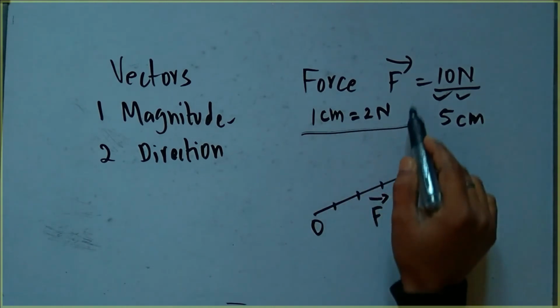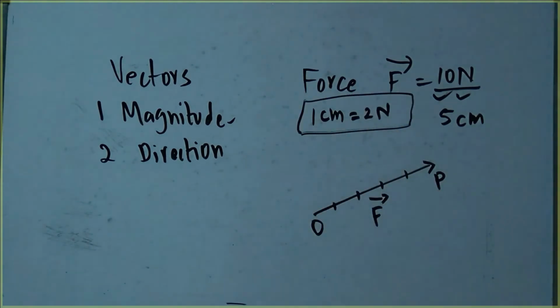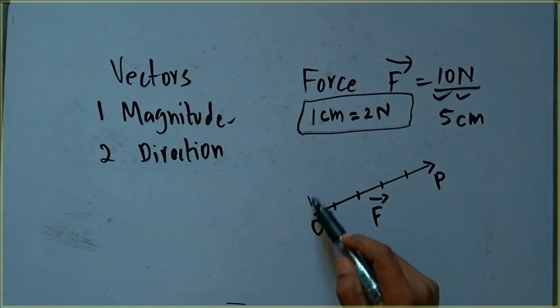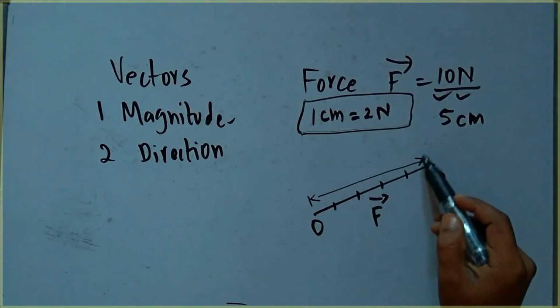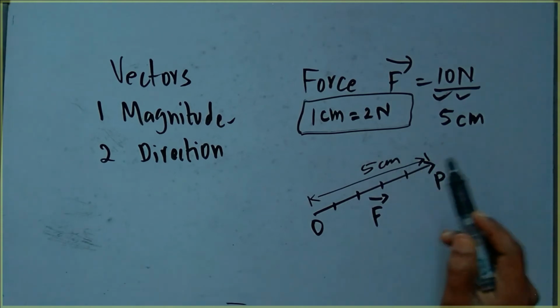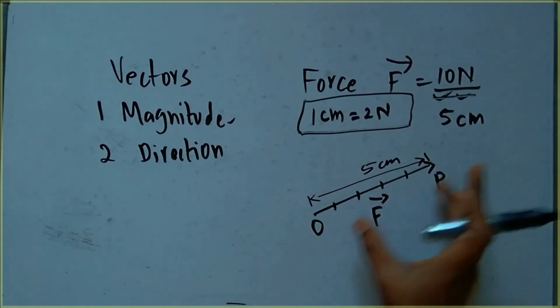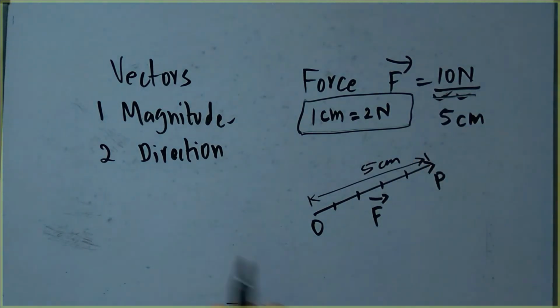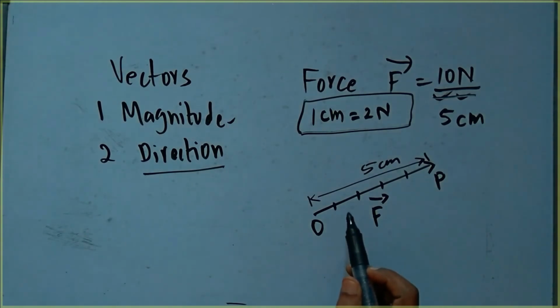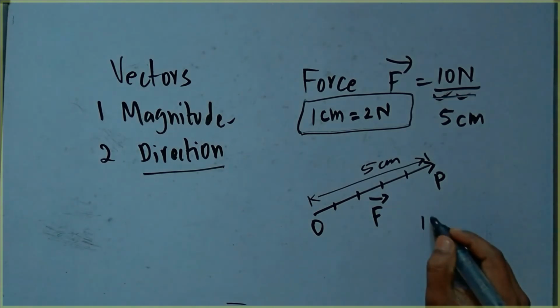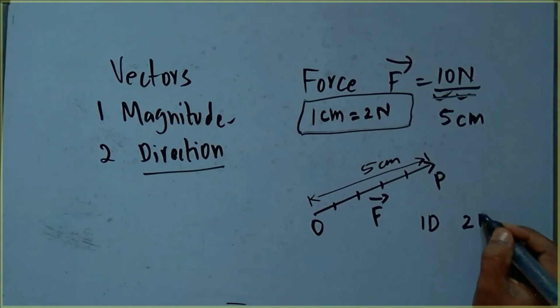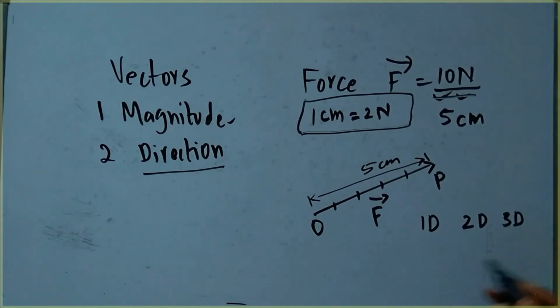Now we know the scale. 1 centimeter is equal to 2 Newton. So this 5 centimeter will represent 10 Newton. The length is proportional to the magnitude. Now is the time for the direction. In order to plot a direction, we need a standard reference system. It can be one-dimensional, two-dimensional, or three-dimensional. We'll restrict ourselves to two-dimension only.